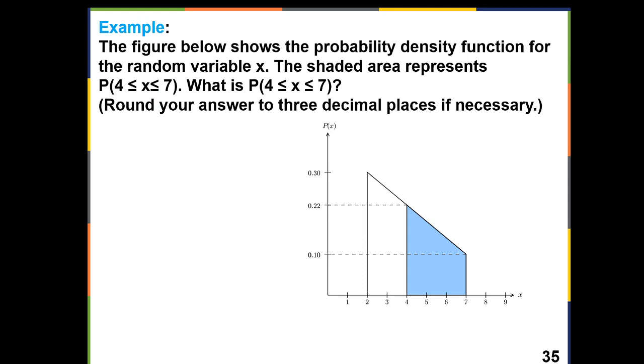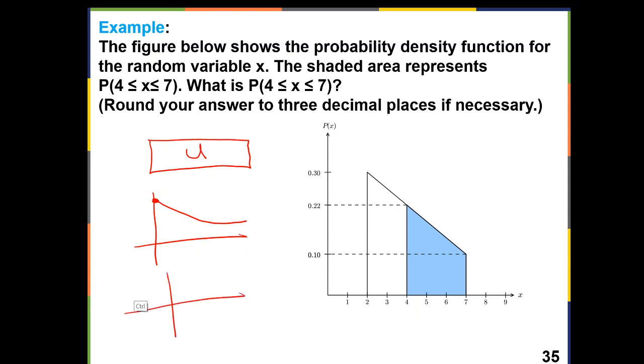A few more of these, you see. The figure below shows the probability density function for the random variable x. The shaded area represents the probability that x is between 4 and 7. What's the probability that x is between 4 and 7? Well, this is a continuous probability distribution, and remember we said that in order to do a continuous distribution you have to have a ceiling, right? If the ceiling is straight like that, we're going to get a uniform distribution. If the ceiling is like that, we get exponential, right?